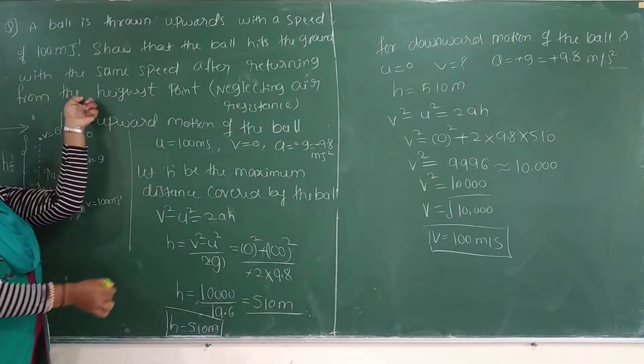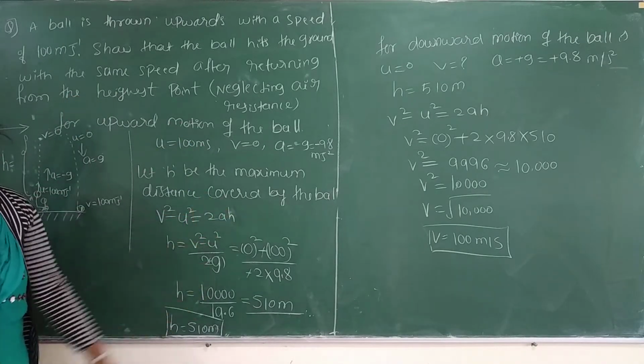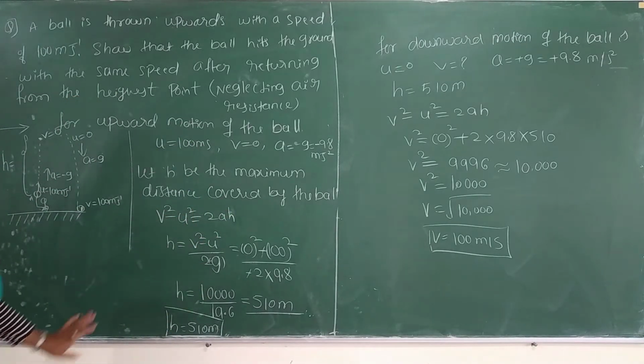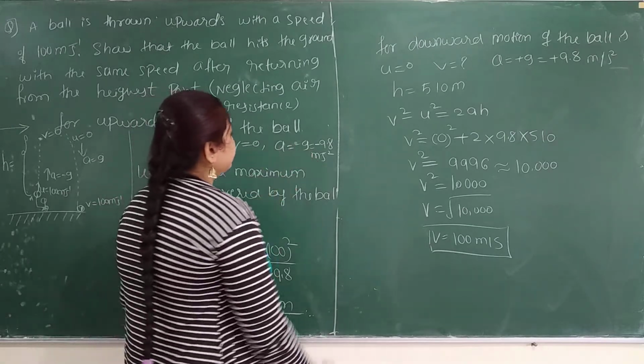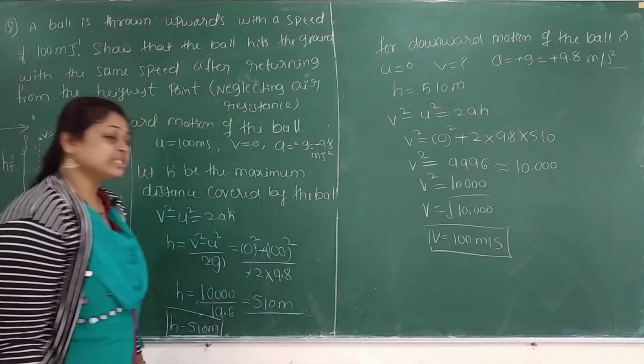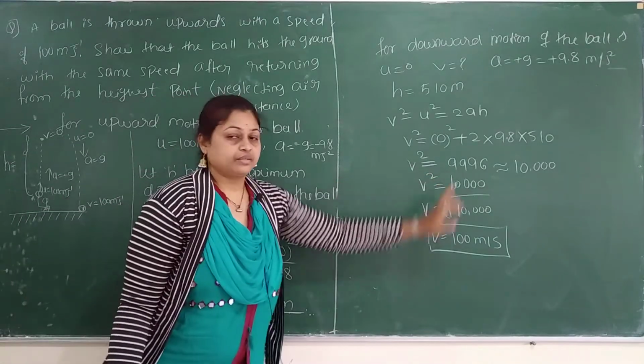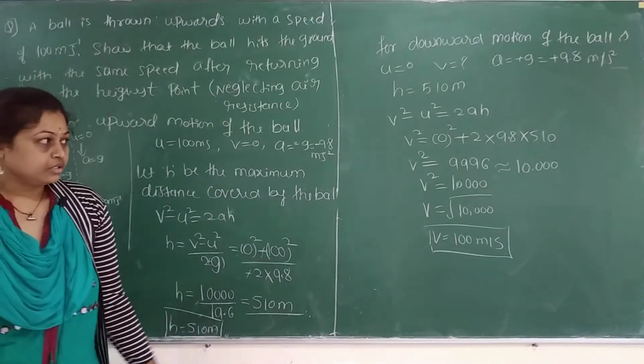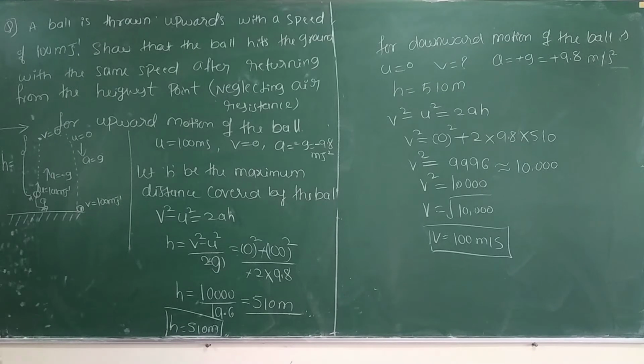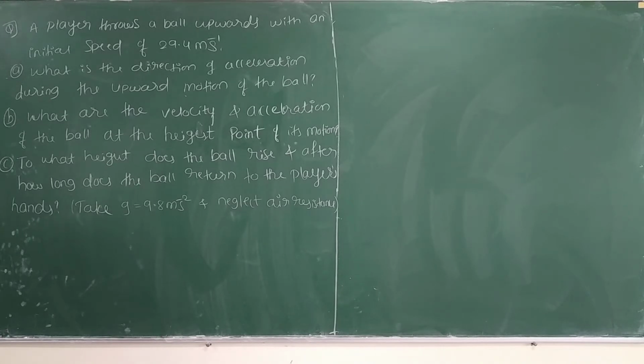The final velocity is 100 meter per second. So if you take 10 meter per second square instead of 9.8, you will get exactly 100. No need to round off here. Okay, now you can try that also. Just note down. Right. Next, go for the next problem.